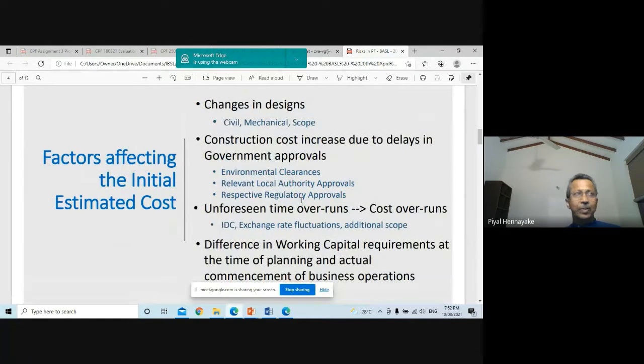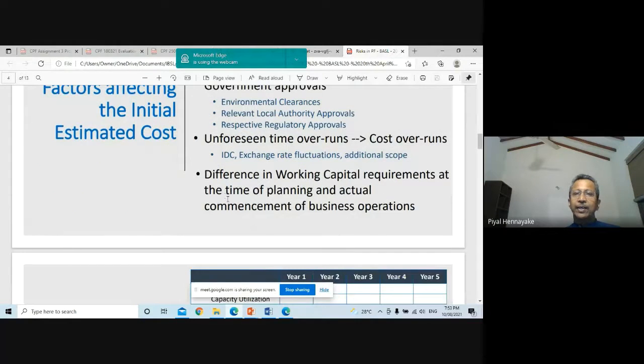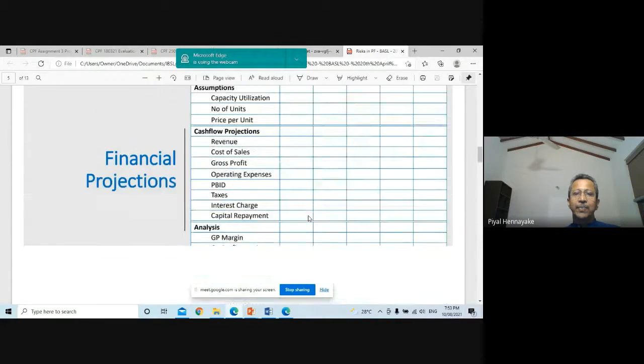I saw some real estate projects. They say it takes 7 months to get about 14 institutions' approvals. So unforeseen time overruns. Right? Because of that, you have interest during construction, exchange rate fluctuations, additional scope, difference in working capital requirements. When you analyze at the beginning, net working capital, but after the project is completed, it is different, it has changed.